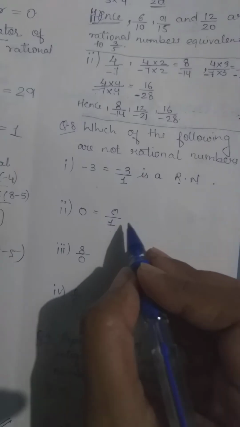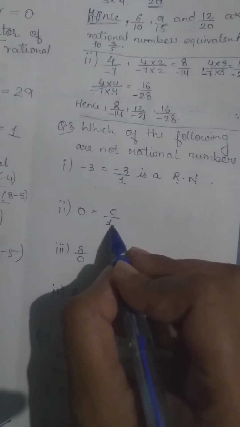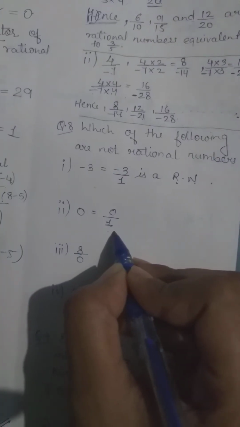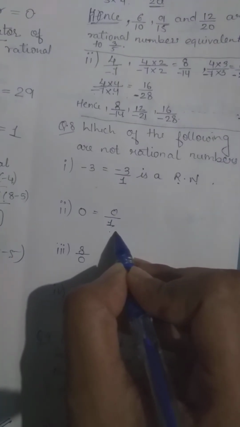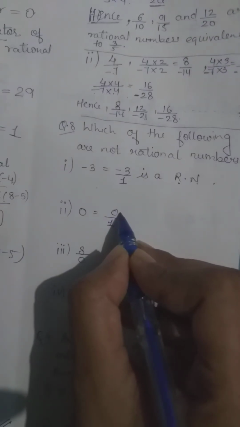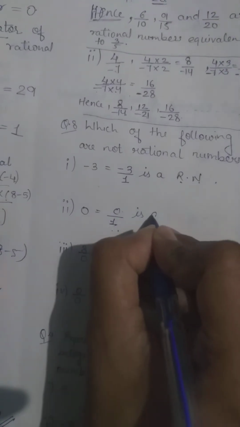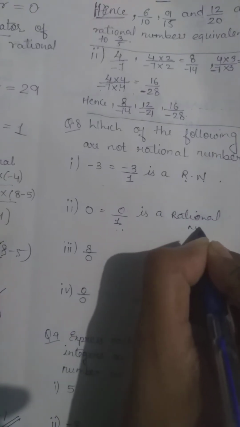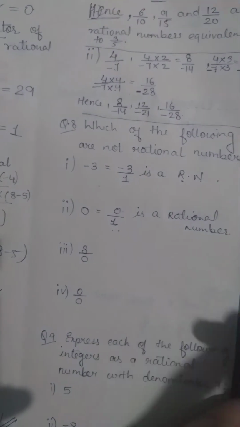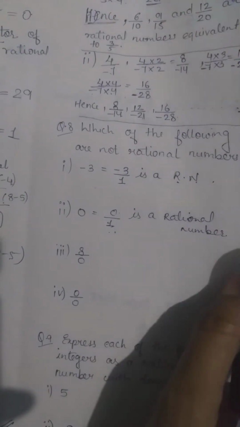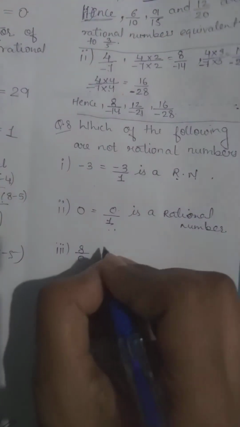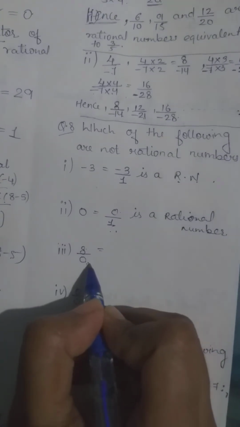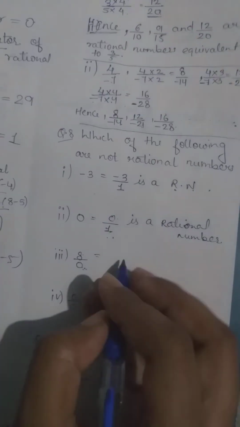It is clearly mentioned that the denominator should not be equal to 0. So the numerator can be, but the denominator, if 0, then it is undefined. So you cannot write. But here numerator 0 will do. Yes, it is a rational number. I am writing it because I find you people are still kids. Next, 8 by 0. So yes, it is undefined, not a rational number.